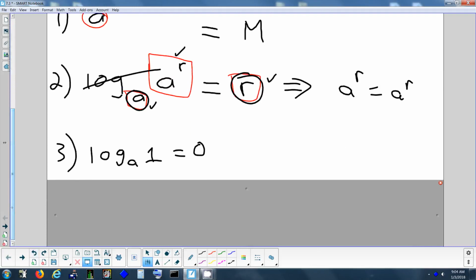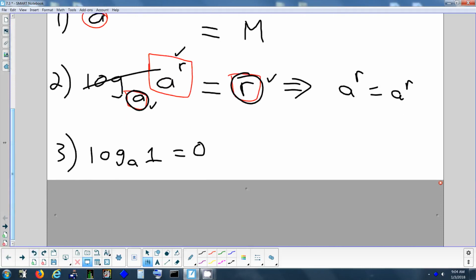Doesn't matter what the base is. The log of 1 is always 0. Okay, and we're going to look at why that's true. And once I rewrite it, you'll hopefully remember something from Algebra 1 that is the reason why this works.